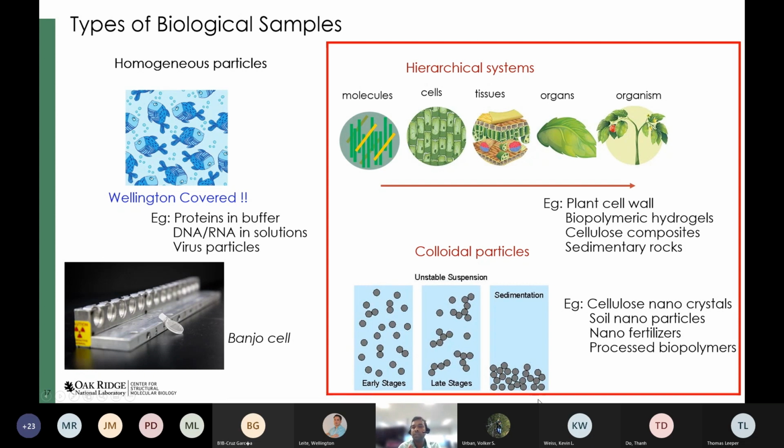The other type of samples are colloidal samples, where with time the sample concentration in the solution changes, decreasing because of sedimentation. Some examples are cellulose nanocrystals or soil nanoparticles.